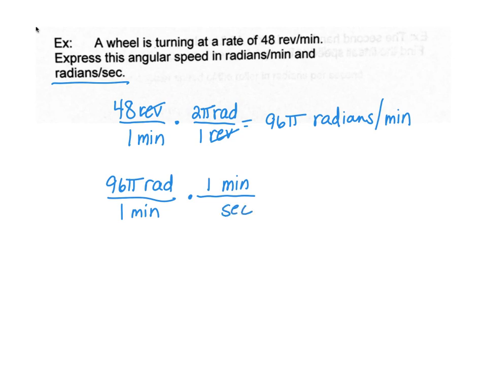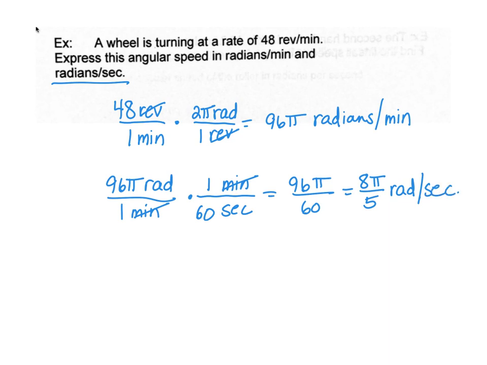So in 1 minute, there are 60 seconds. So now, when I multiply across, I end up with radians per second. So I'd end up with 96 pi over 60. Now I want to reduce the 96 over 60. And that is the same as 8 over 5. So it's 8 pi over 5 radians per second.